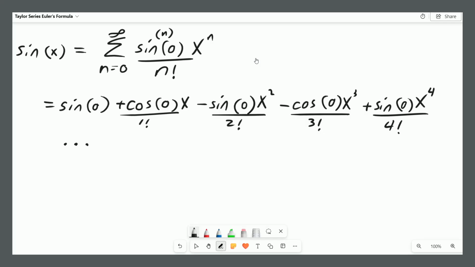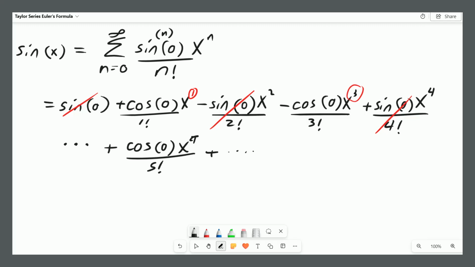Now, again, all of our sine zeros cancel out because sine 0 is 0. And what we have then is the odd powers of x remaining. Remember, this is an x to the power of 1, right? Our next term here is actually going to be cosine of 0 times x to the power 5 over 5 factorial, and so on.